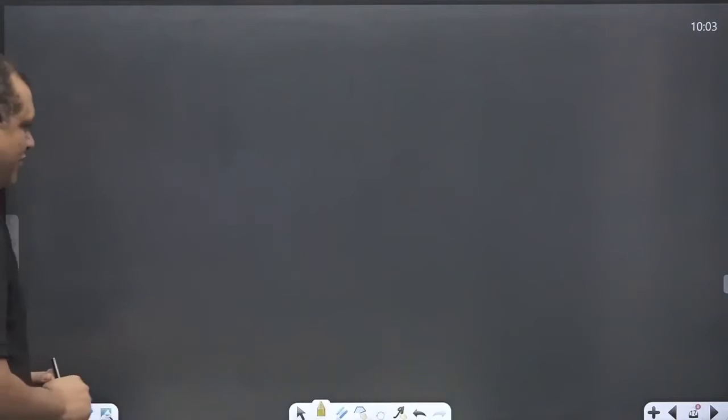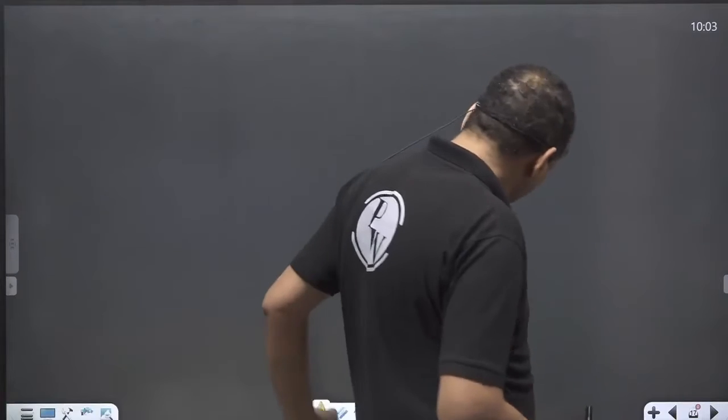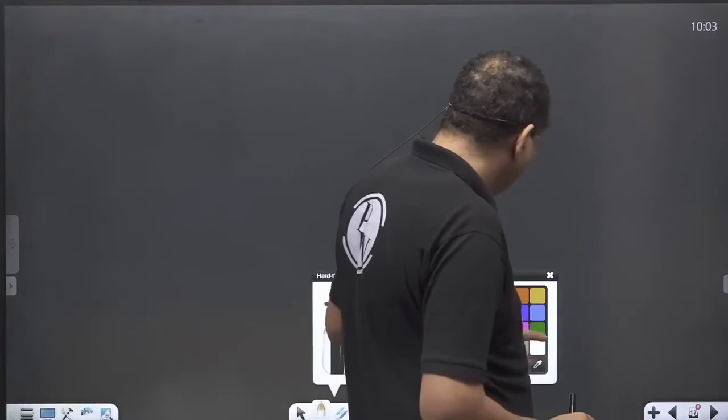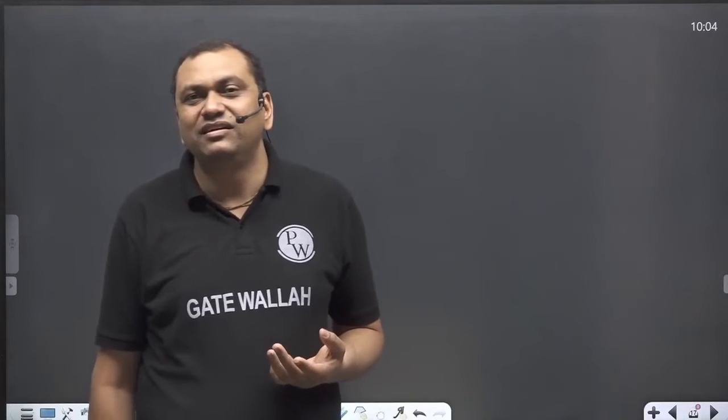So I discussed with you that critical path method is a deterministic model, where activity times are well defined. But in every activity, there are probabilities.